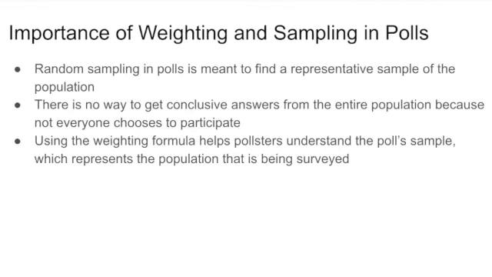The importance of weighting and sampling in polls is that random sampling in polls is meant to find a representative sample of the population. There is no way to get conclusive answers from the entire population because not everyone chooses to participate. Using the weighting formula helps pollsters understand the poll sample, which represents the population that is being surveyed.